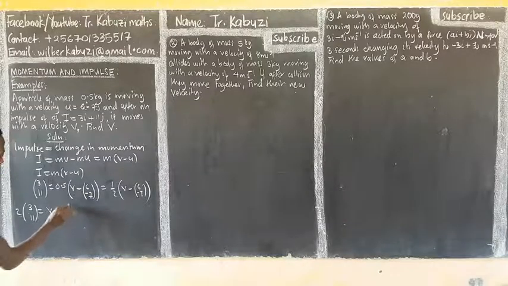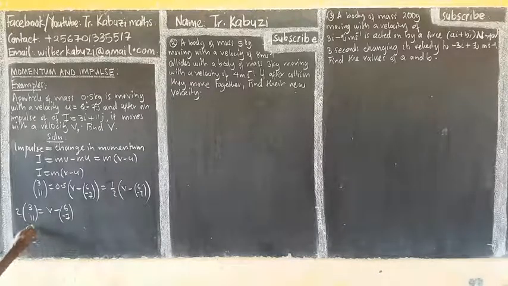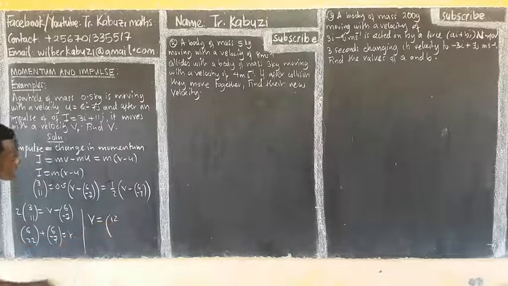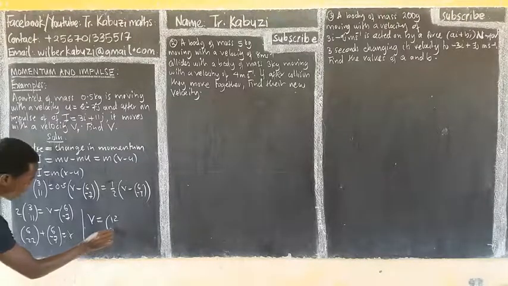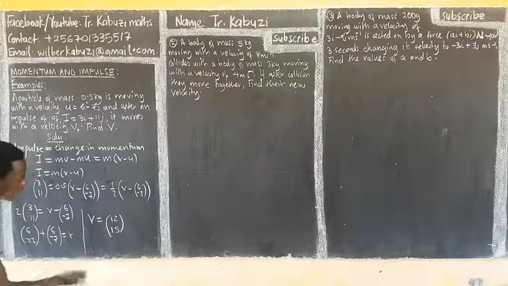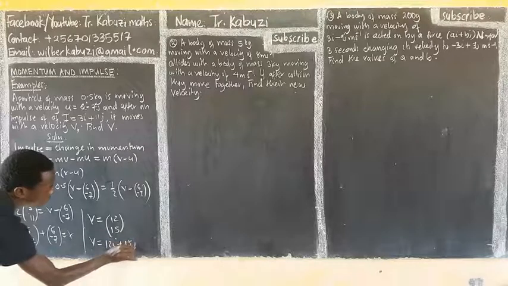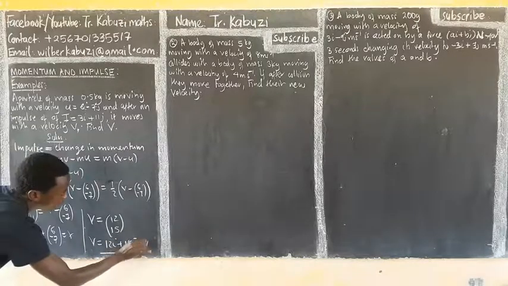Now, when we simplify this, we shall get 6, 22. When we bring this to the other side, then plus 6, −7, equal to our v. So our v is going to be this plus this. We get 12, and then this plus this, we shall get a positive 15. So now our v in vector form is 12i plus 15j meters per second.